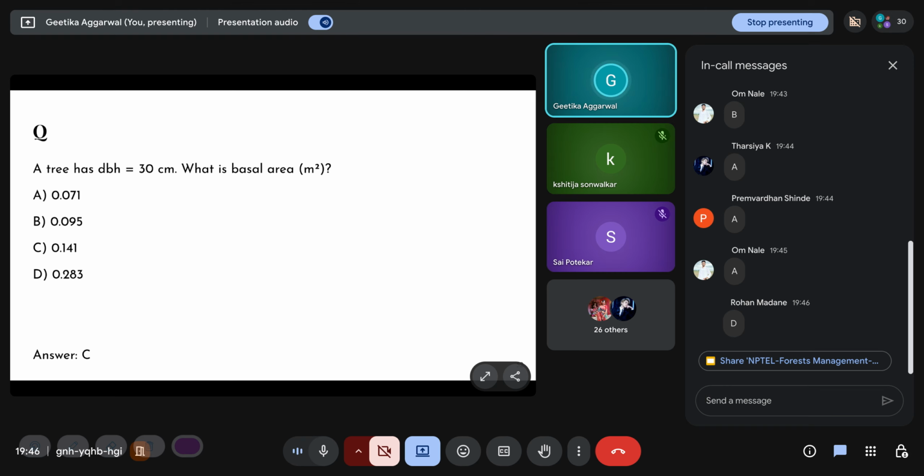Okay, somebody is getting D. Okay. Anyway, I also think the answer to this question should be 0.071. So I'll check it out. But yeah, I think it's A.